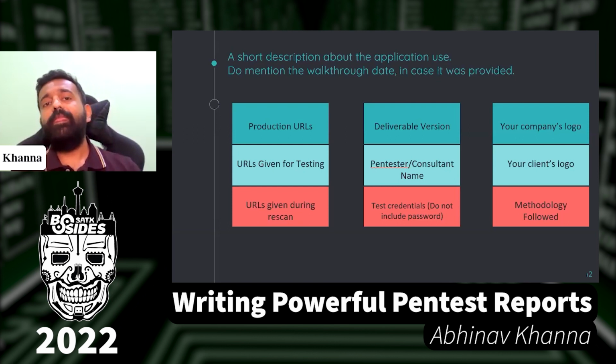Test credentials. If you're using a mobile number, an email, or a username, you can and you should mention it in the report, but you should not include the password. The reason is, for example, if an intern is going through a report and sees the username and password, he might want to access the application using those credentials and might hamper the application. So to avoid that situation, do not include the password.